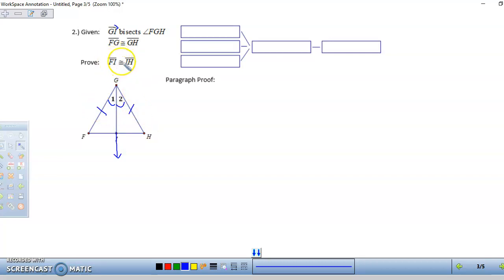And then can we prove that FI is congruent to IH? So FI is congruent to IH. So I know that the last thing I need to figure out is this part, right?